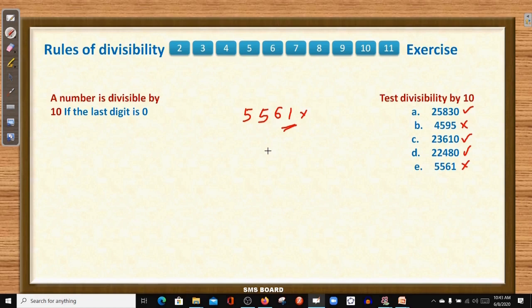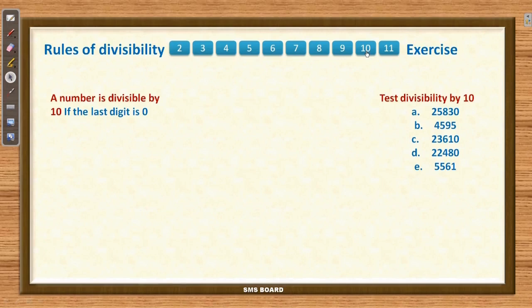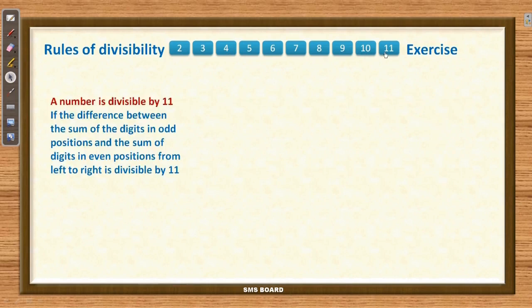Now we will learn the divisibility test by 11. We have already seen the divisibility test by 10. Let us learn the divisibility test by 11. So what is the rule? A number is divisible by 11 if the difference between the sum of the digits in odd positions and the sum of the digits in even positions, from left to right, is divisible by 11. We will do some problems in the exercise.